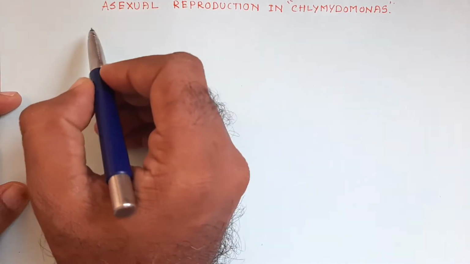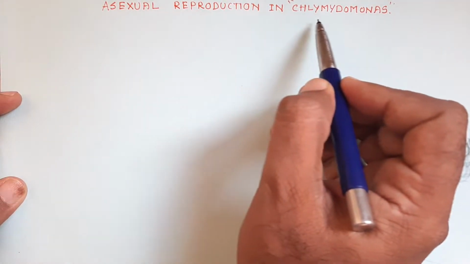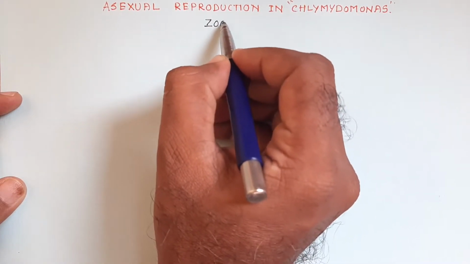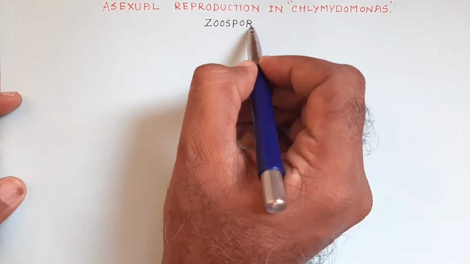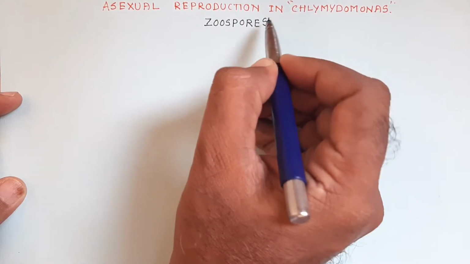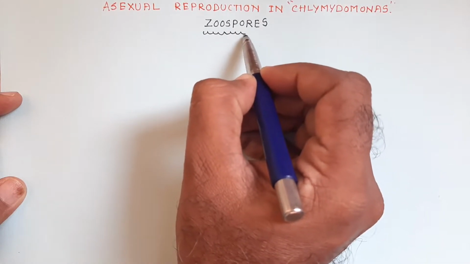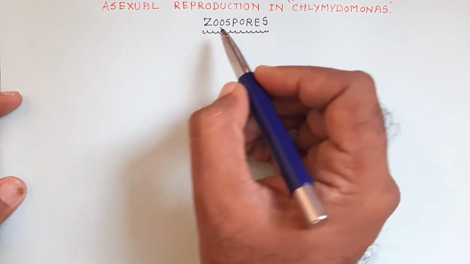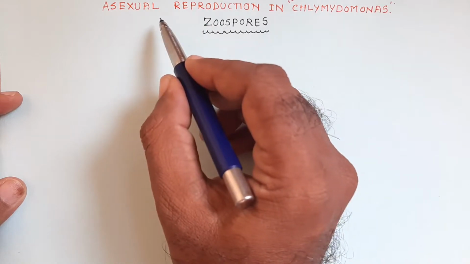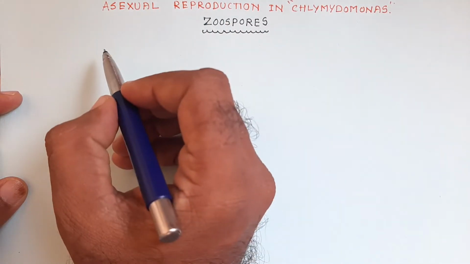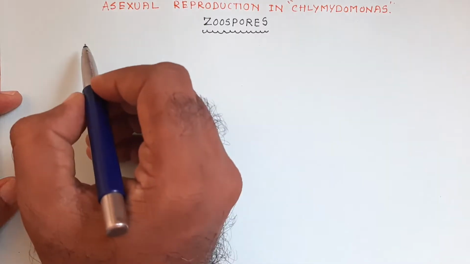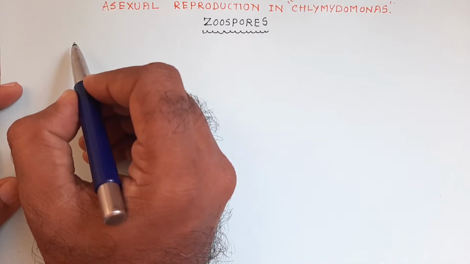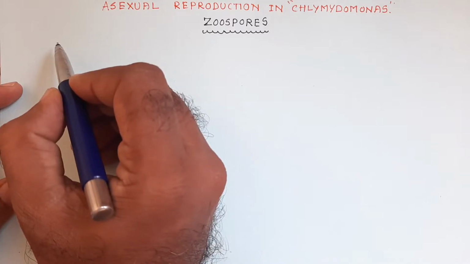Dear student, let me explain about asexual reproduction in Chlamydomonas by means of zoospores. These are microscopic in nature. I will explain later what actually the role of zoospores in asexual reproduction in Chlamydomonas is. First, we need to understand the basic structure of the body of Chlamydomonas, that is, the thallus of Chlamydomonas.